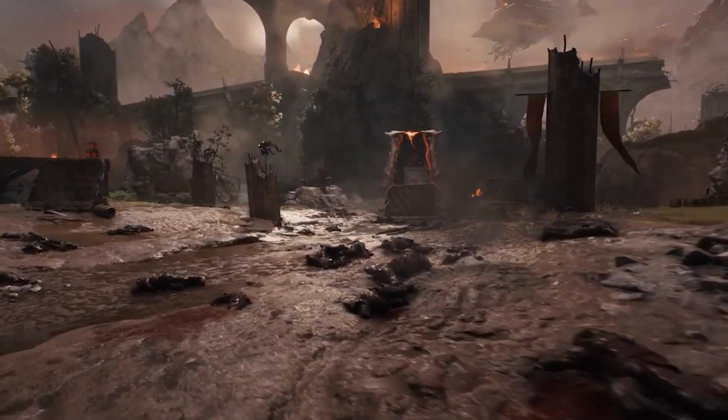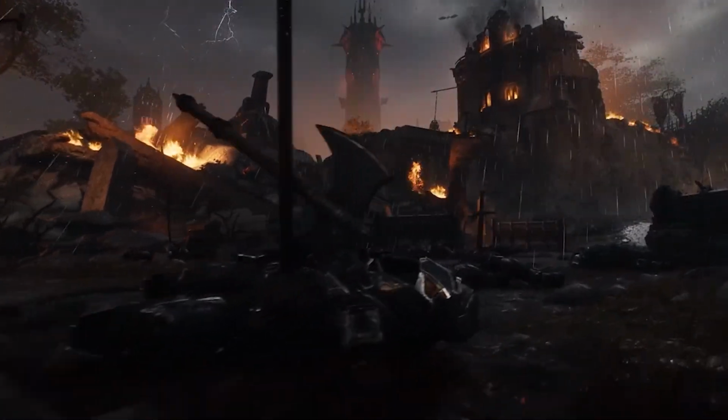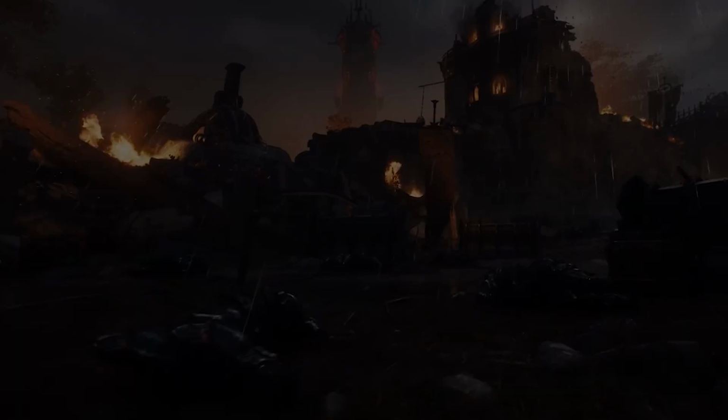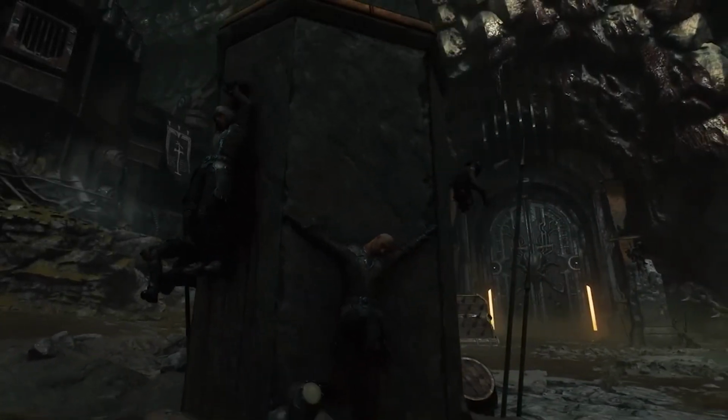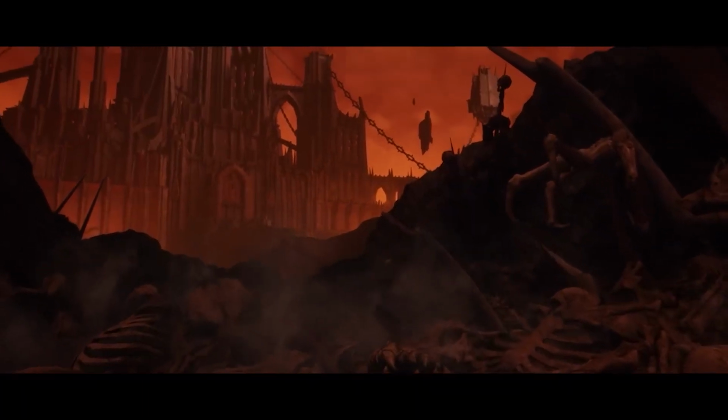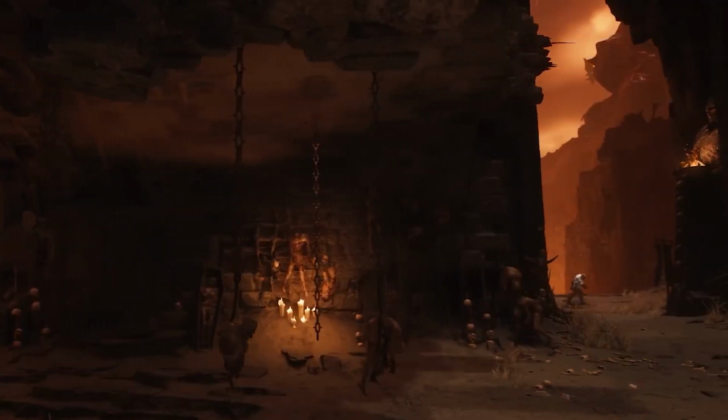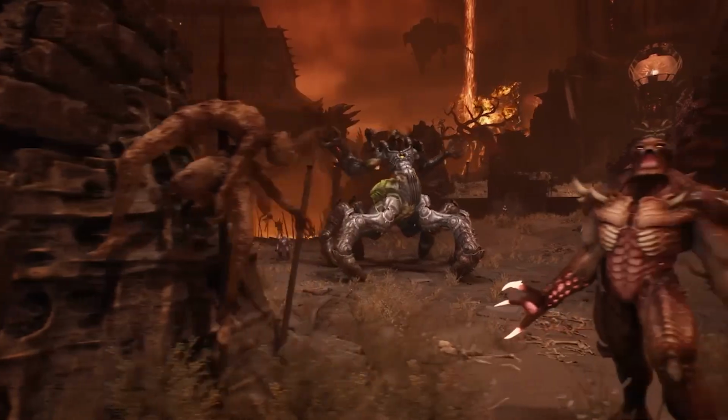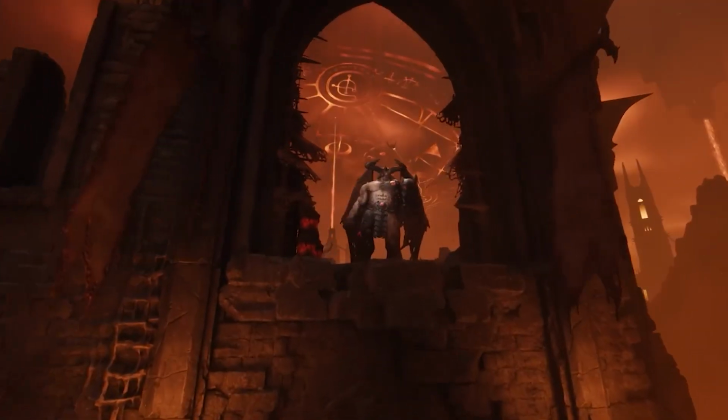And finally, the newest game in the Doom series called Doom: The Dark Ages is set to release May 15th, 2025, here soon after this video releases. Doom: The Dark Ages is set to be a prequel to Doom 2016 and aims to bridge the gap between the classic Doom games and the modern Doomslayer.